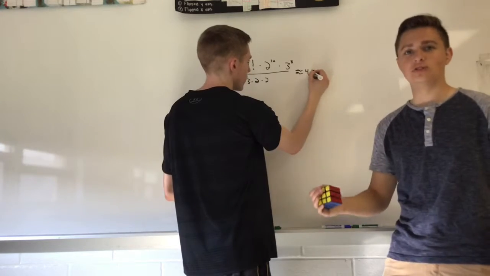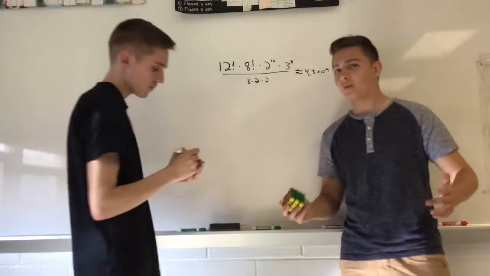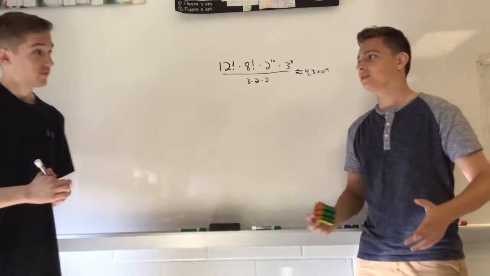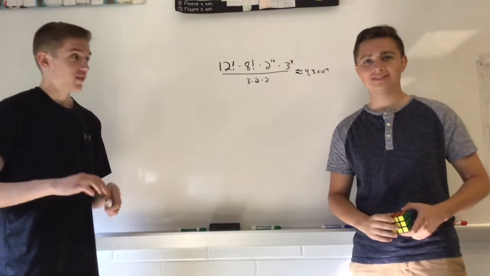That's huge, guys. About 4.3 times 10 to the 19th. What a large number. Who would have expected that there were so many combinations on such a small cube? Not me. There are approximately 43 quintillion.